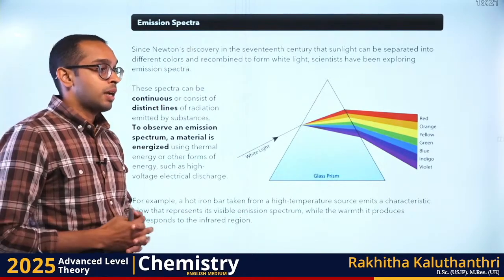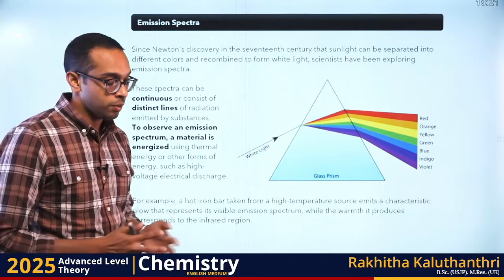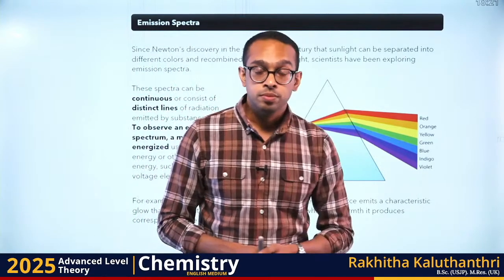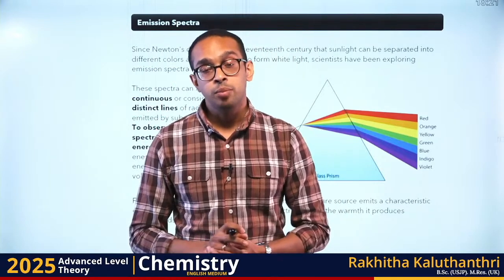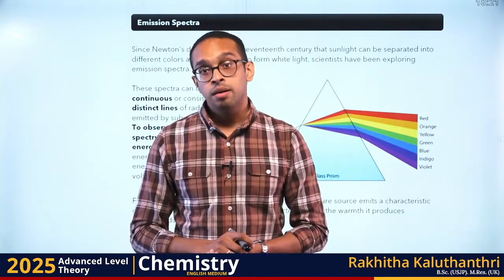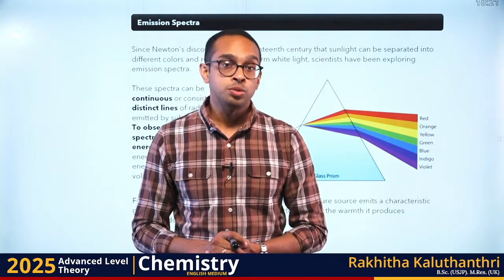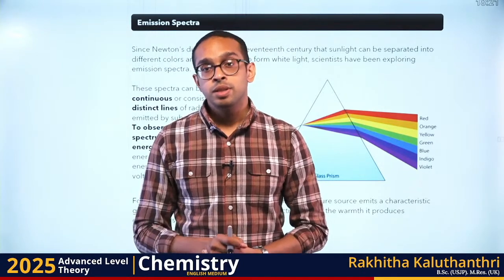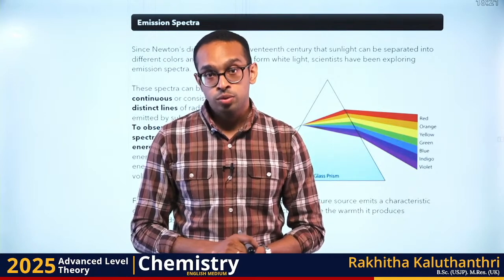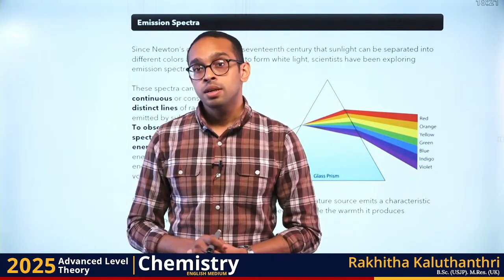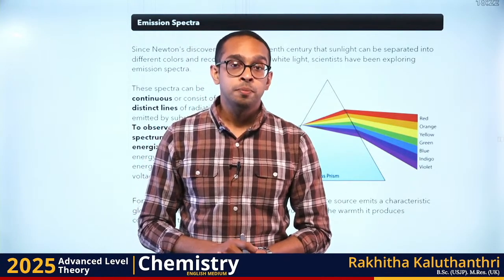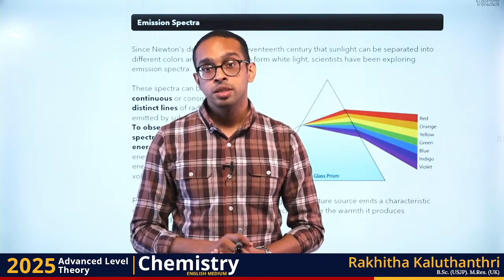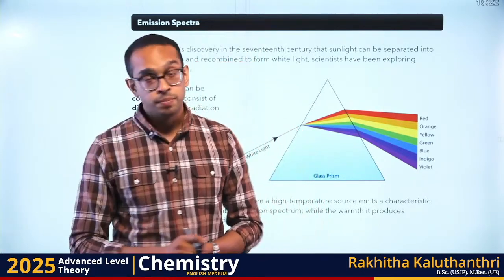is a type of spectra, or a type of detail that can be used to again indicate that electrons are actually arranged in different energy levels within a given atom, right? So this is another piece of evidence that we can use to talk about the fact that electrons within an atom are actually arranged in different energy levels.